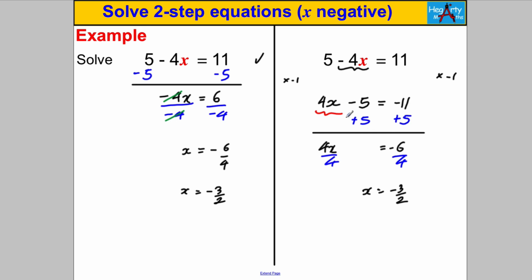It's up to you which method you prefer. Totally and utterly up to you. I tend to like multiplying by negative 1, but that's my preference. If you prefer this way, that's totally up to you. Let's try another one. You decide what way you want to do it.